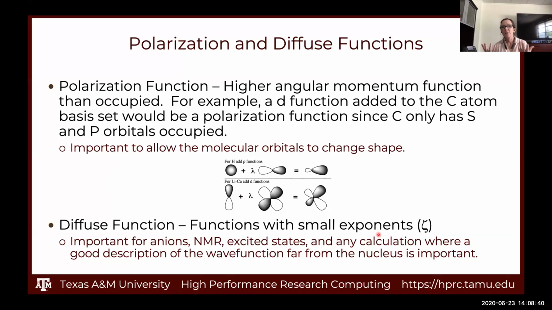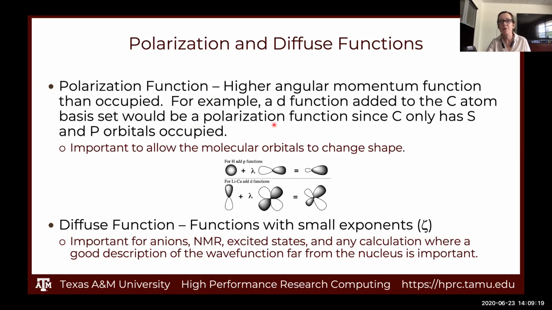Okay, so we have some very basic functions for the S-type orbital, the P-type orbital, the D, F, okay? And then there's some special type functions. There's something called a polarization function and a diffuse function, okay? A basis set is just the mathematical description that you're using for your calculation for the wave function, okay? If you have a polarization function available for an element, that means that you have a function that has one higher angular momentum than what's occupied, okay?